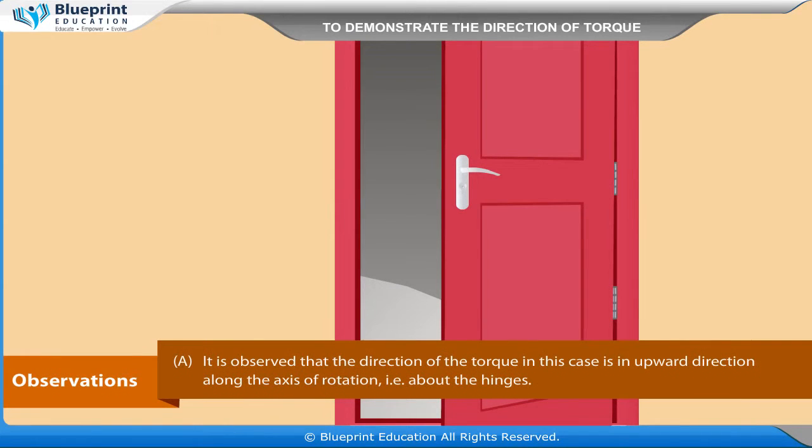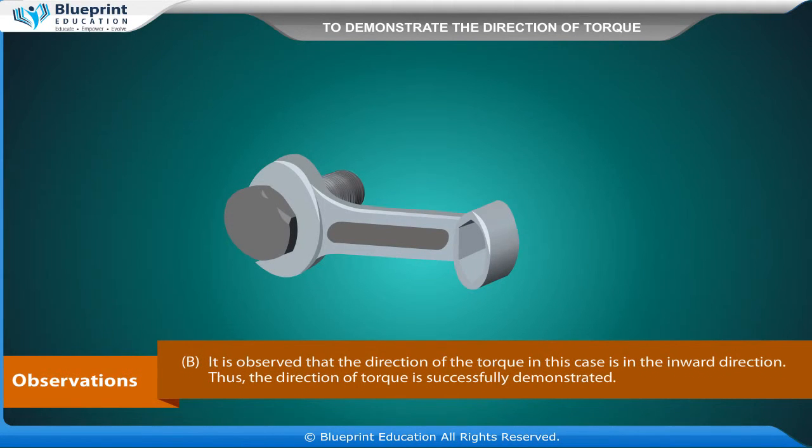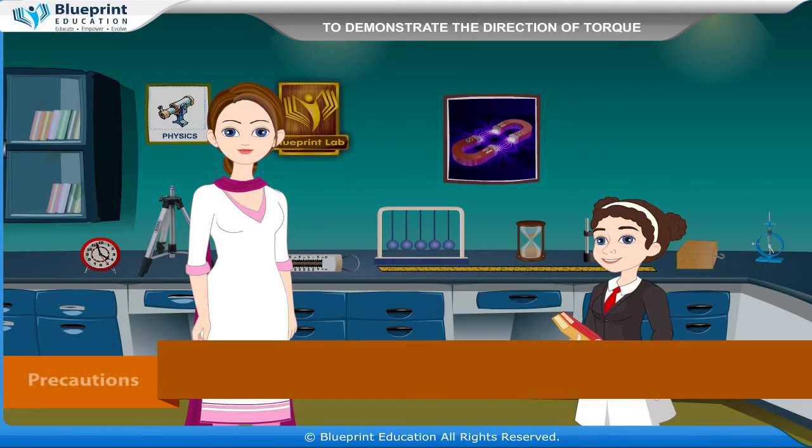Observations: it is observed that the direction of the torque in this case is in the upward direction along the axis of rotation, that is, about the hinges. It is observed that the direction of the torque in this case is in the inward direction. Thus, the direction of torque is successfully demonstrated.